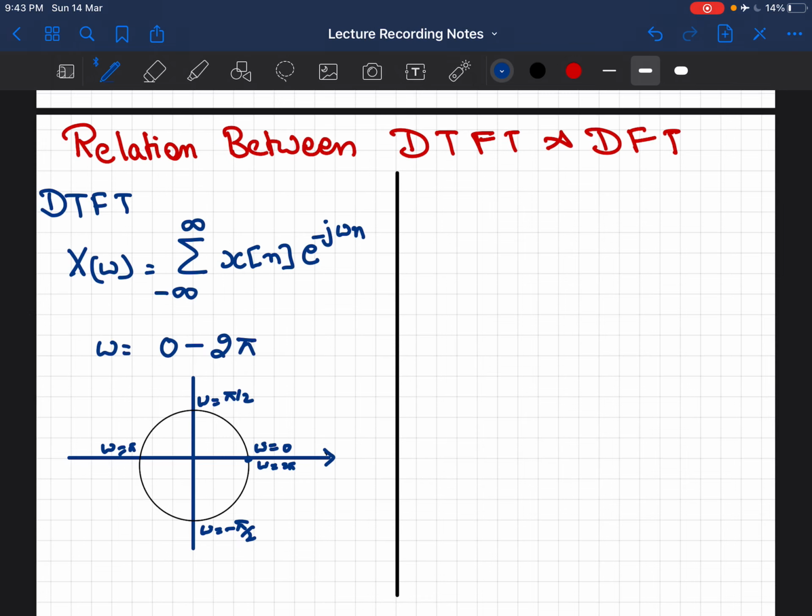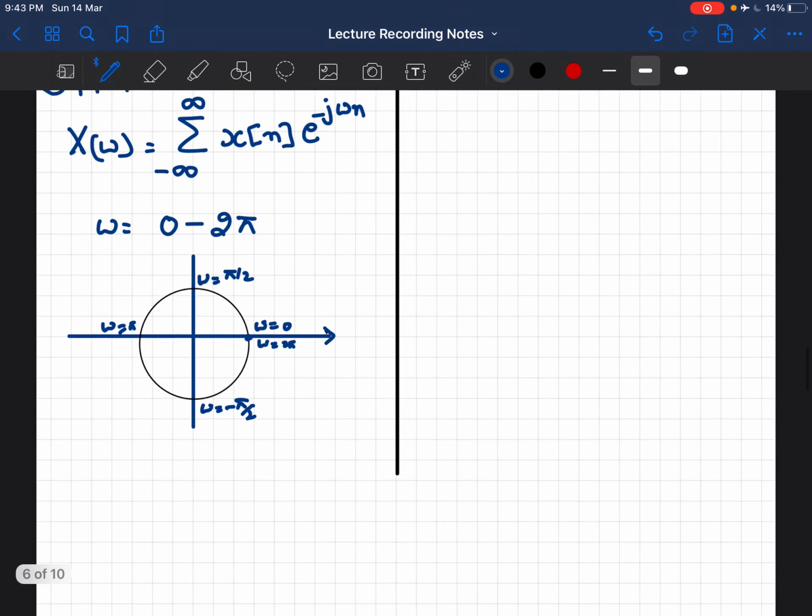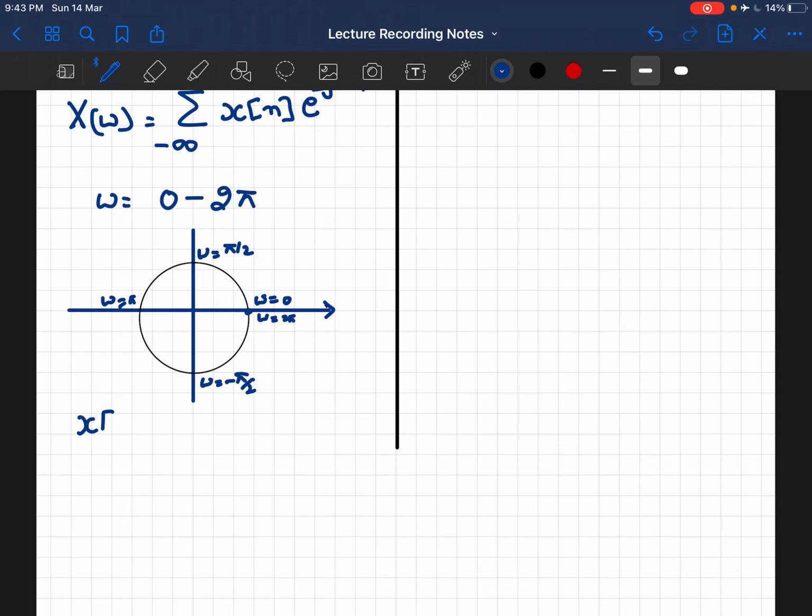Now x of n is in my time domain, and when I've done DTFT, I get X of omega in the frequency domain. But the point is the value of omega is still continuous around this circle.